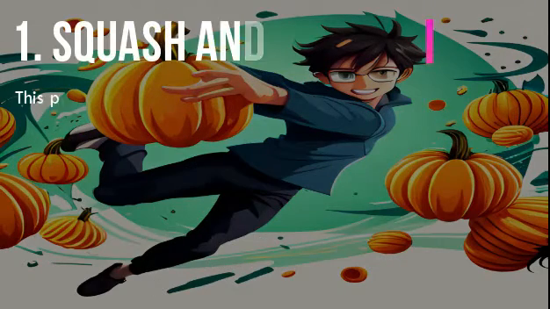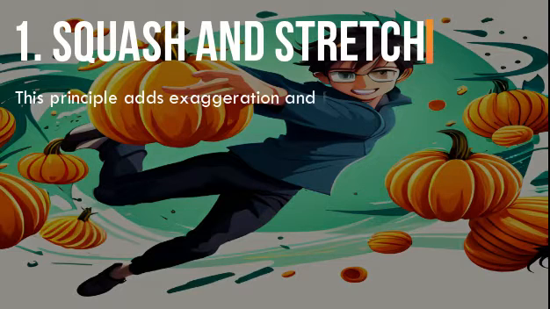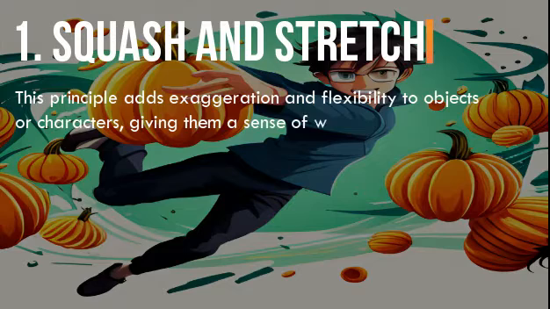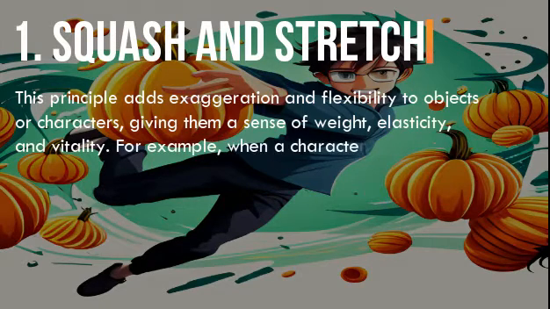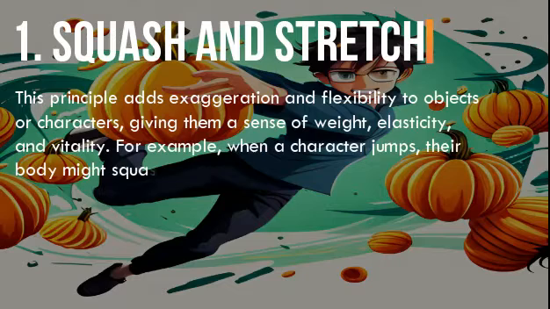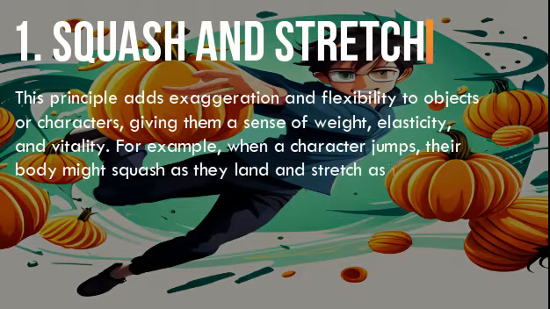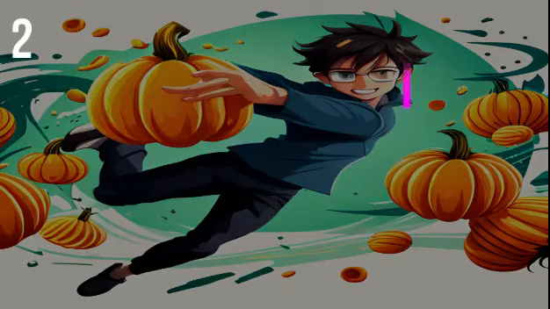1. Squash and stretch. This principle adds exaggeration and flexibility to objects or characters, giving them a sense of weight, elasticity, and vitality. For example, when a character jumps, their body might squash as they land and stretch as they take off, creating a more dynamic and expressive motion.